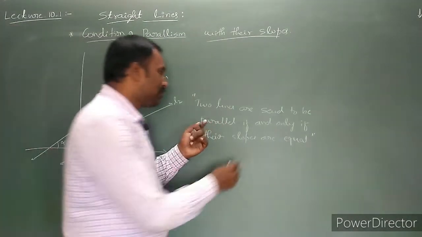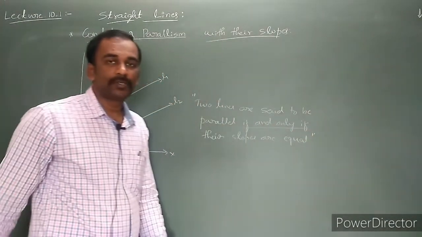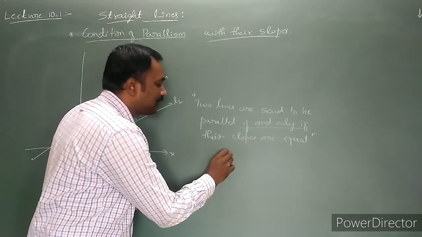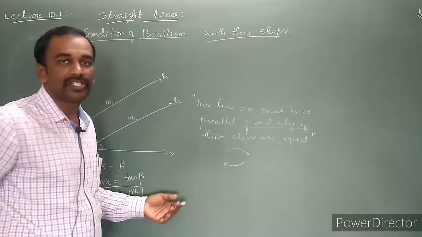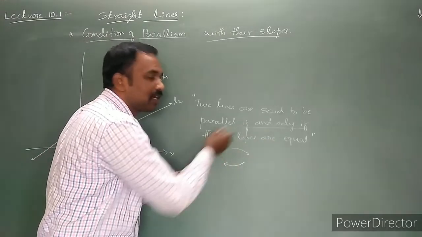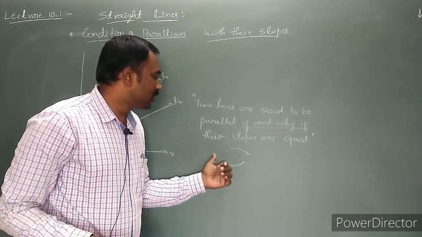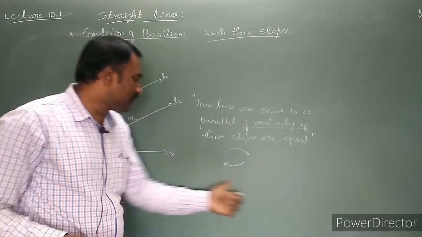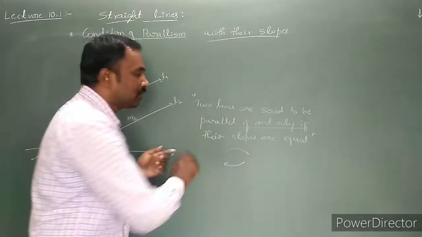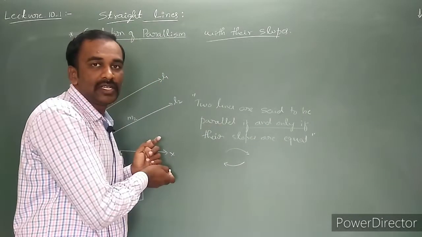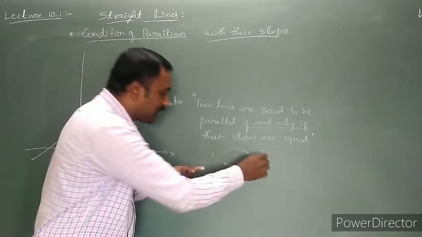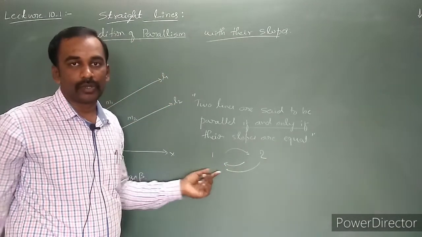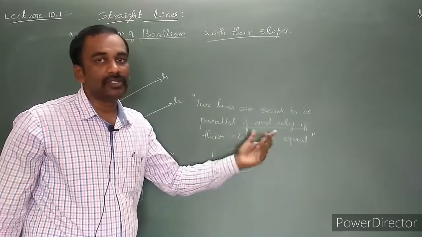Very important: what is the meaning of if and only if? It is satisfying both ways, the necessary part as well as the sufficient part. We can go in the forward manner: using this one, this is true. Forward and backward, both conditions should be satisfied. Taking the first condition, the second condition is true. Taking the second condition, the first condition is true. That is the if and only if condition.